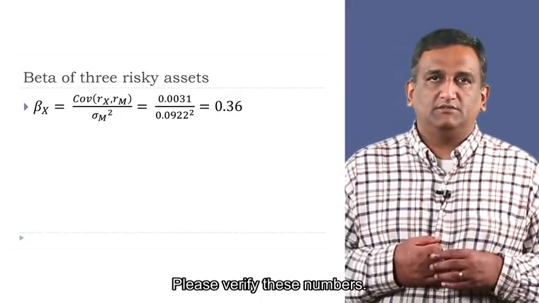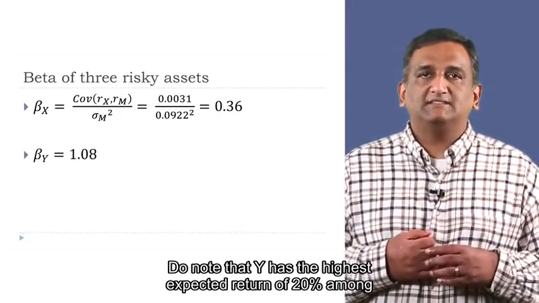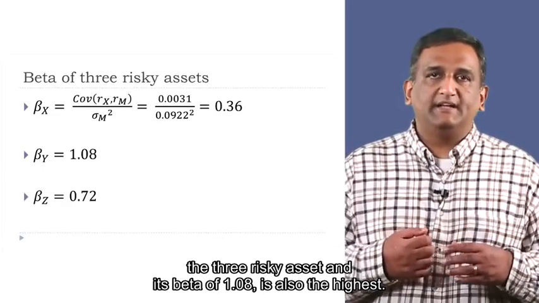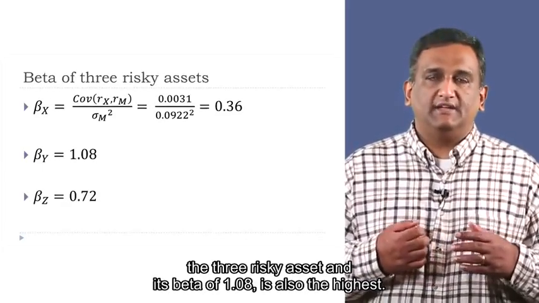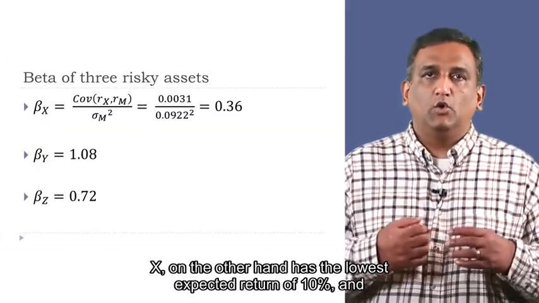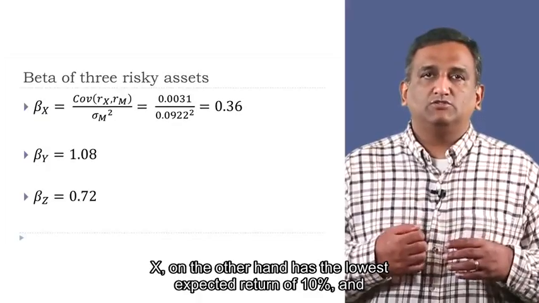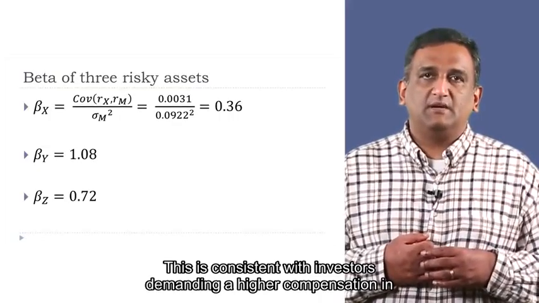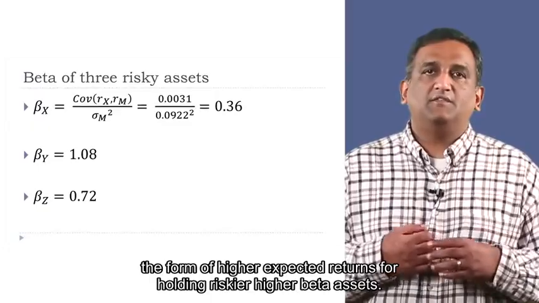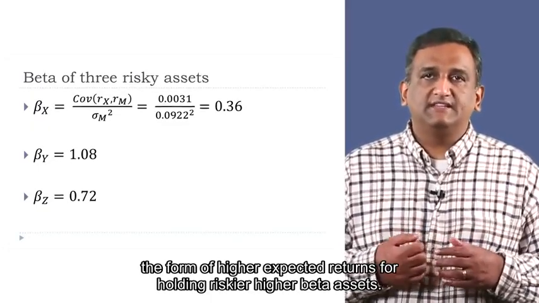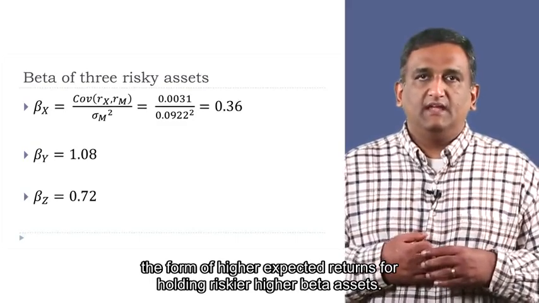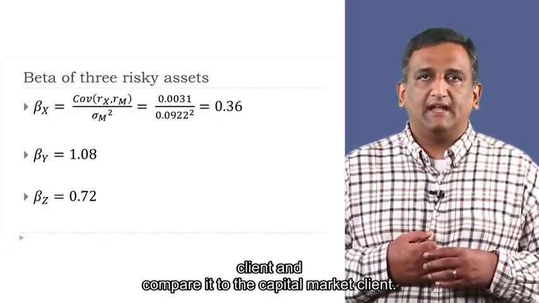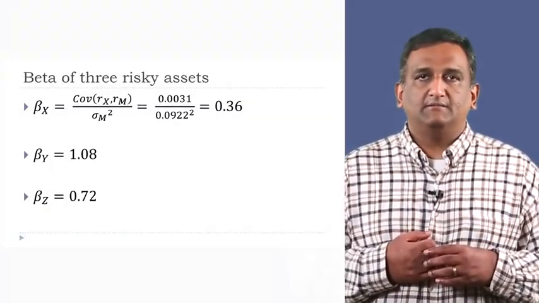Please verify these numbers. Do note that Y has the highest expected return of 20% among the three risky assets, and its beta of 1.08 is also the highest. X, on the other hand, has the lowest expected return of 10% and also the lowest beta of 0.36. This is consistent with investors demanding a higher compensation in the form of higher expected returns for holding riskier, higher beta assets. Next time, we will define a plot of the CAPM, which is called the security market line, and compare it to the capital market line.